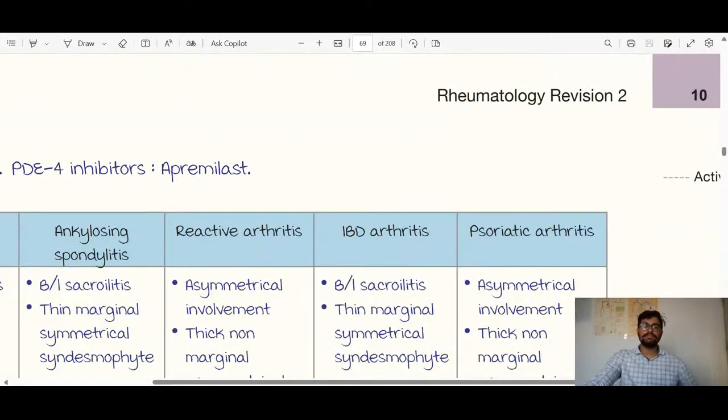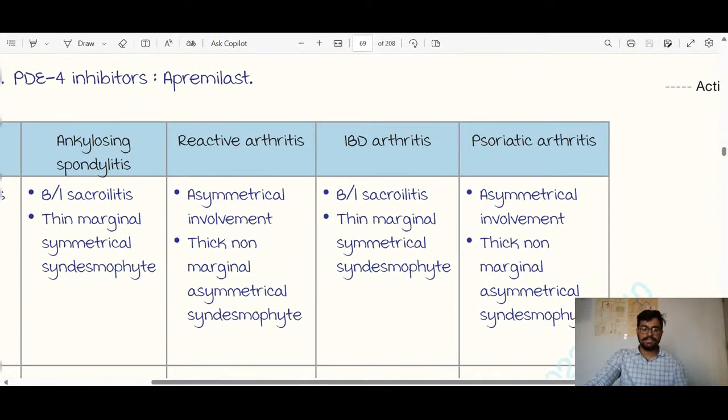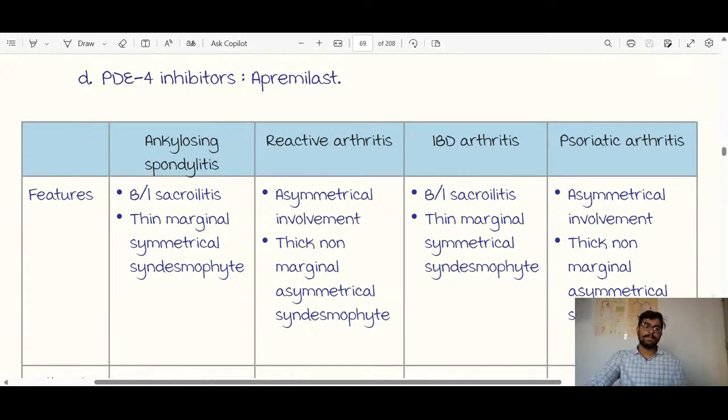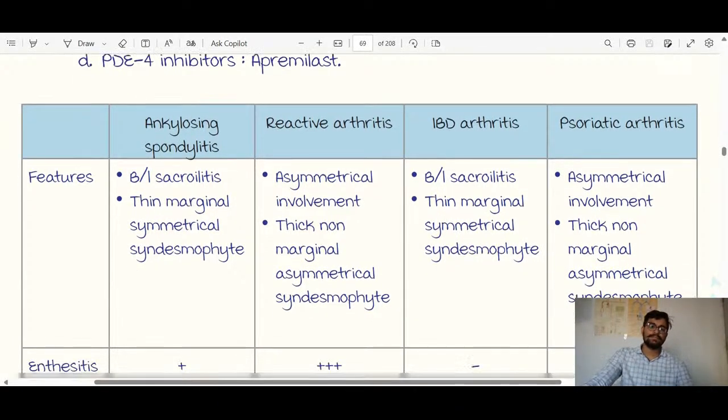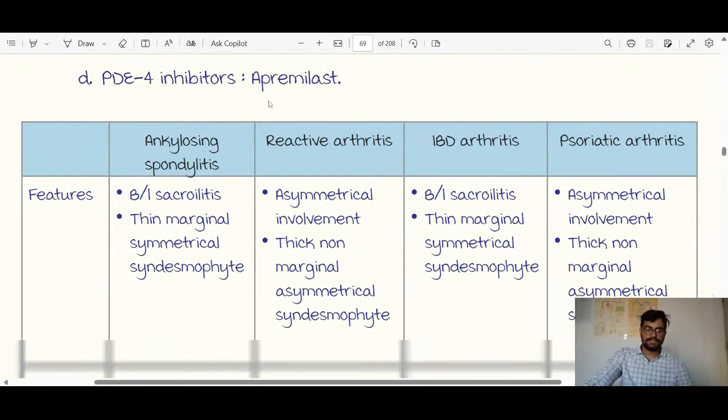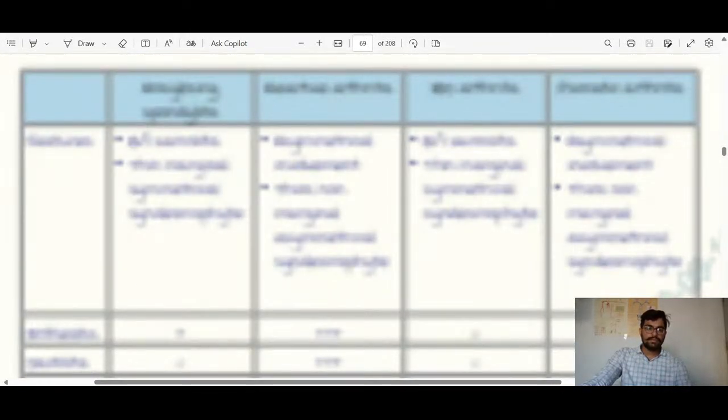These are the features of PDE4 inhibitors, apremilast. These are the features of the arthritis.